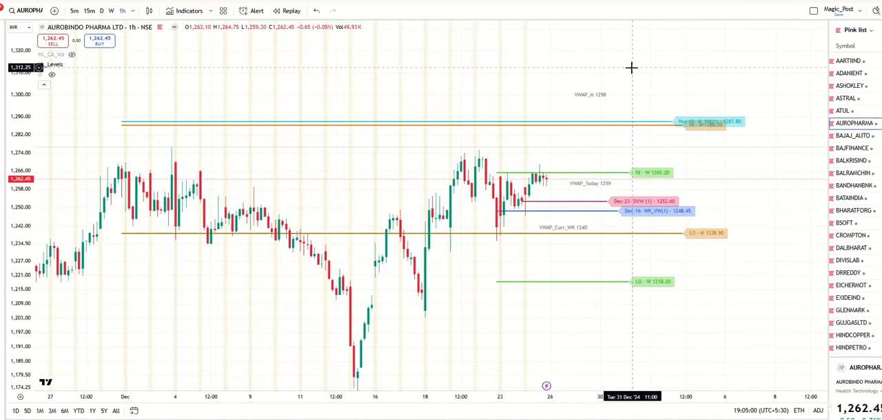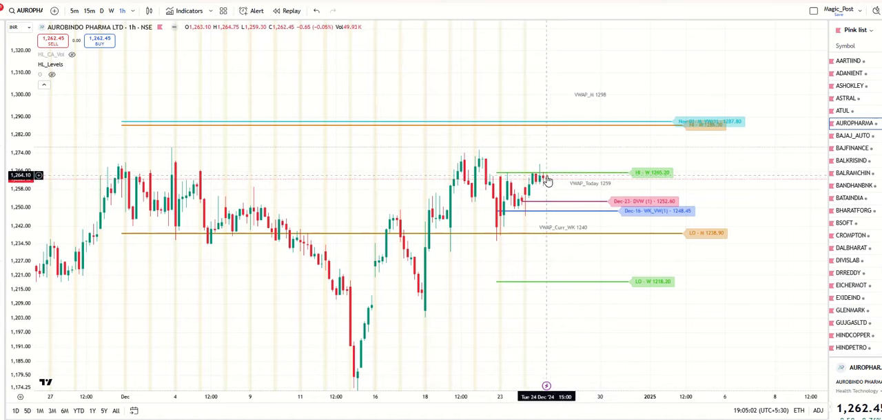But considering tomorrow is the only day for options, forget about this, but keep an eye if the price crosses this level. If you see the overall, the price is above the current month VWAP, and if it crosses this, we should see good upside on Aura Pharma.